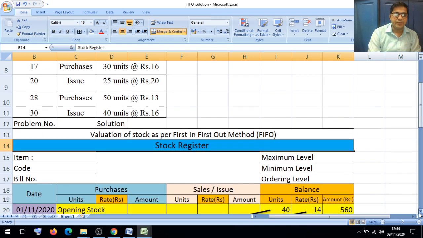In that, we have to draw the columns. You know how to draw. There are a total of 10 columns: 1, 2, 3, 4, 5, 6, 7, 8, 9, 10. In that, the first column is date. These 3 columns belong to purchases. These 3 columns belong to sales or issue. And these 3 columns belong to balances. Okay, fine. That we have discussed.